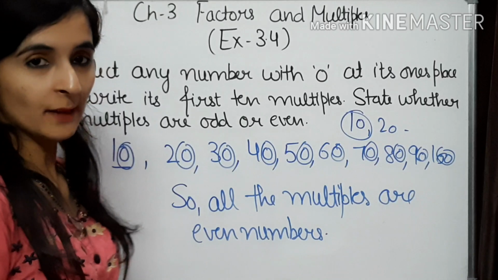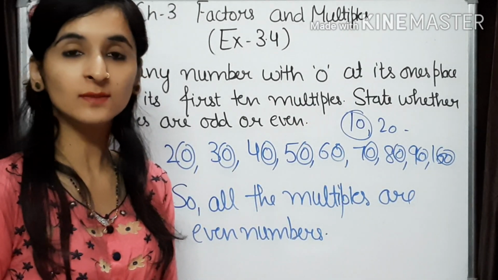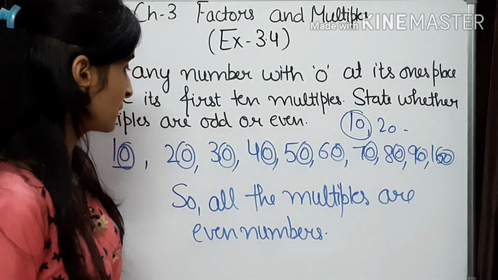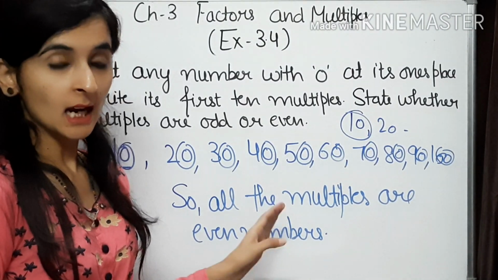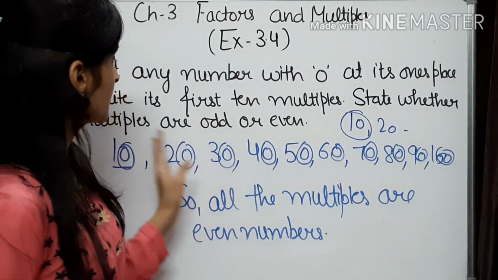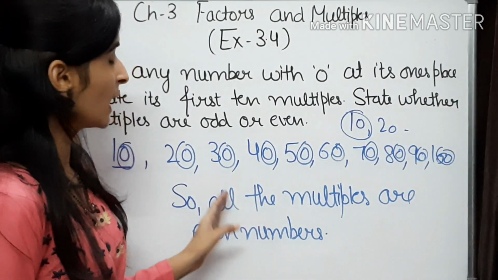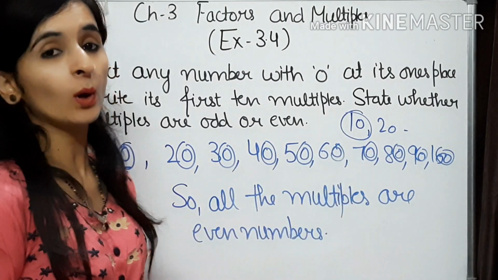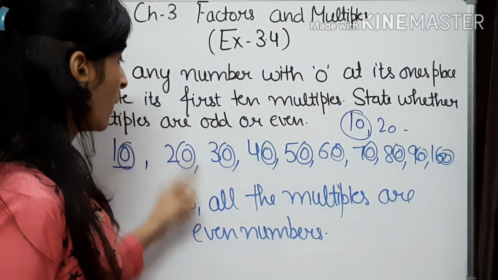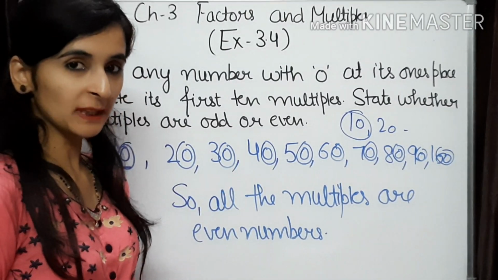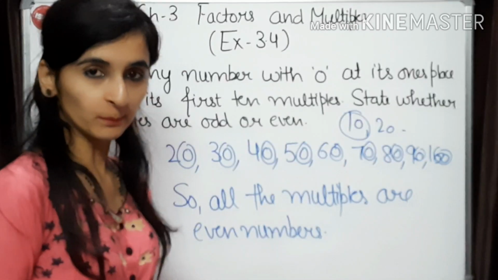So what we have to do here is, firstly choose any number with 0 on its ones place. Then we have to find the first 10 multiples of that number. After that we have to check whether all the multiples are odd or even. It is obvious that if you take a number with 0 on its ones place, then all the multiples of that number will also have 0 on the ones place. So those multiples will be even numbers.